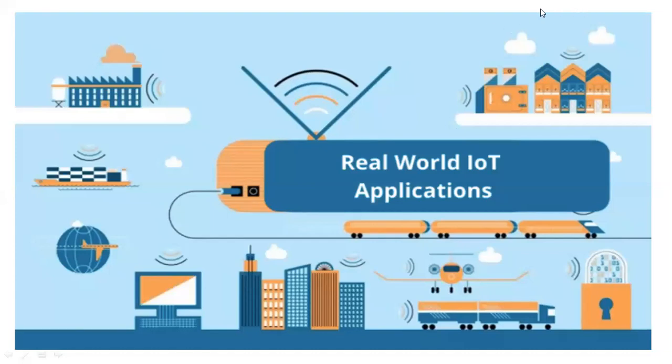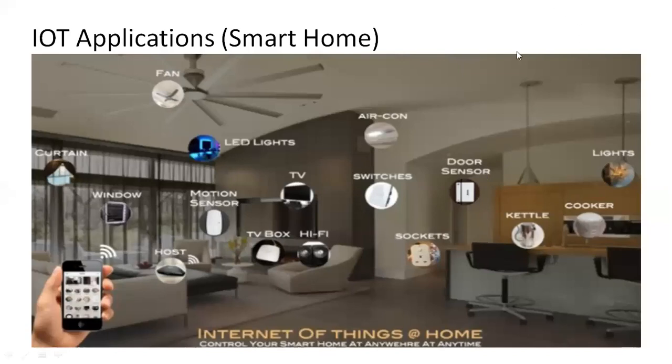So you can see that there are many real world IoT applications ranging from many things. So in this figure, as you can see, you can see a smart home, a smart room. In this smart room, there are several sensors working in different places. The sensors may be the motion sensor, which detects the motion within the room. And there could be a sensor attached with your fan, with which you can control the fan by using the mobile application. So using the mobile application, you can control your fan, you can control your window, you can control many things where the sensors are working.